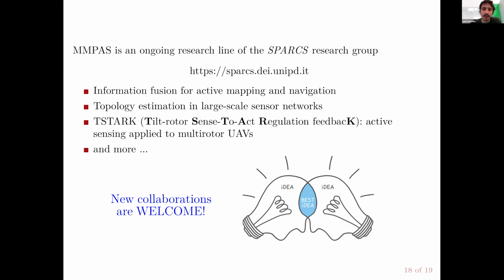We are working with the airport of Venice. The project is to estimate the topology of the camera networks in their scenario. And to do this, we also need to reduce the model of the network since they have some hundreds of cameras inside. So we are using some deep learning to reduce the dimensionality of the model. And then we perform topology estimation, so the inference of the topology.